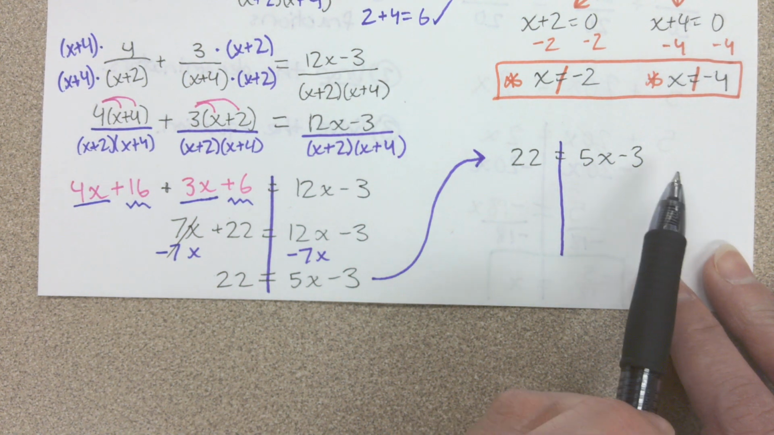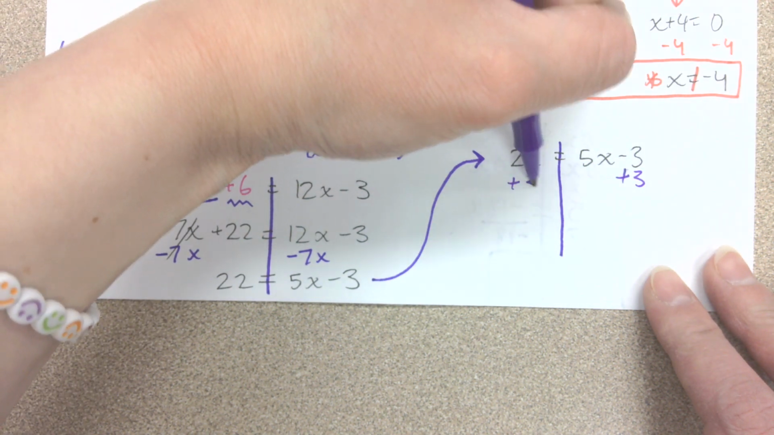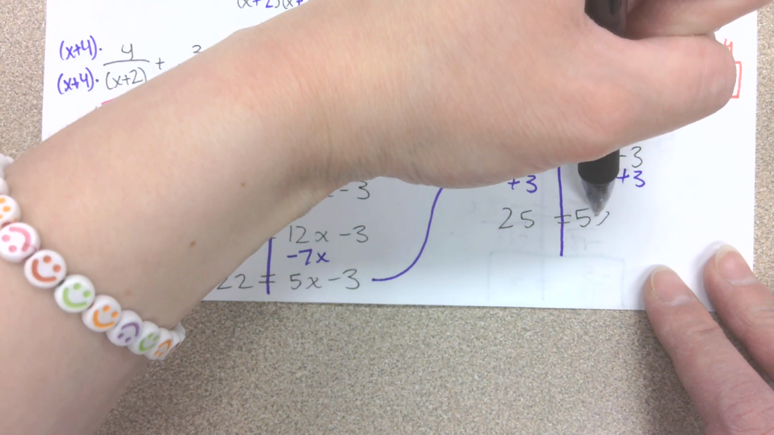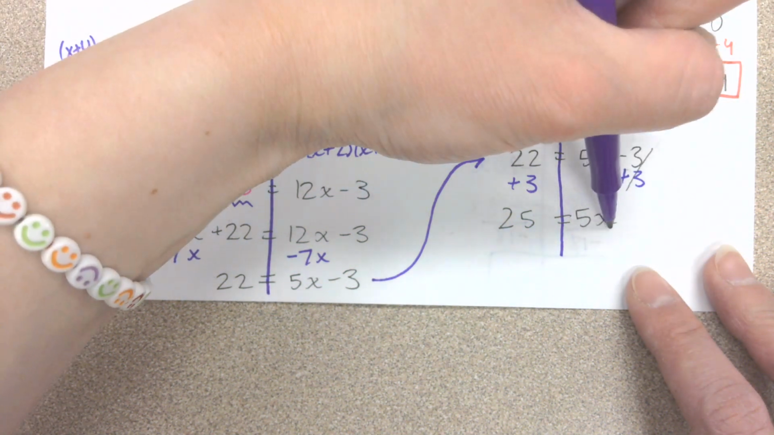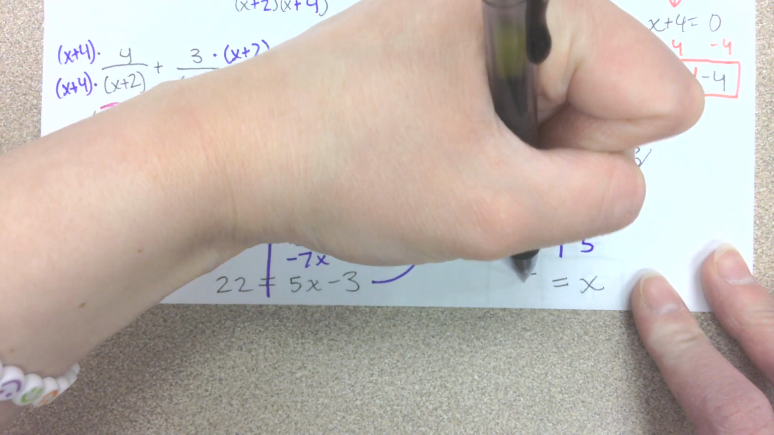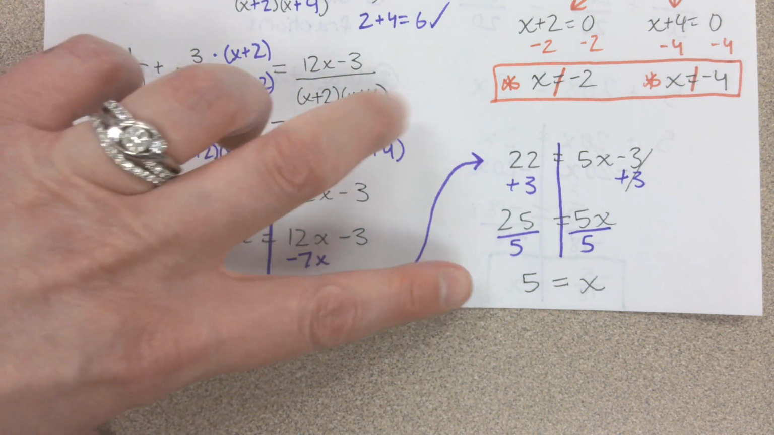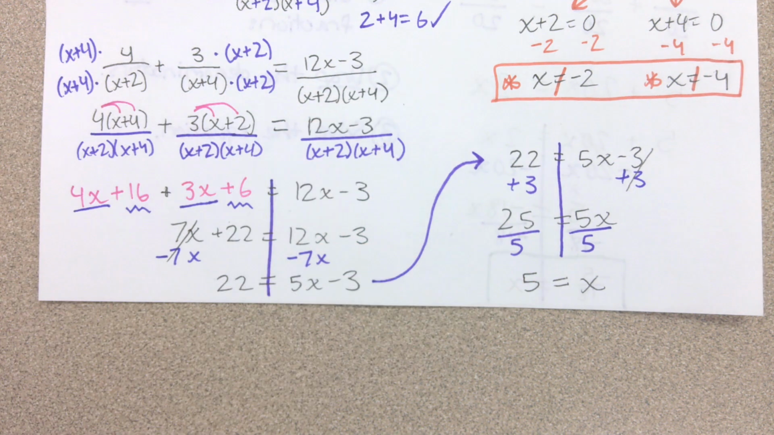Home stretch here. We need to first move the constant, minus 3. We're going to add 3 on both sides. 22 and 3 is 25. Equals, bring down the 5x. Last but not least, to get rid of the 5, we'll divide both sides by 5. x equals 5. Make sure you get a quick look at the wrong answers box above of negative 2 and negative 4. I do not have either of those, so 5 is the correct answer.